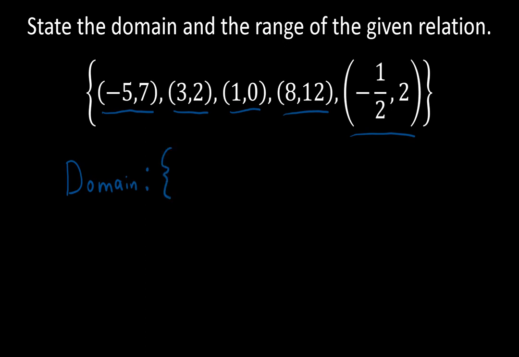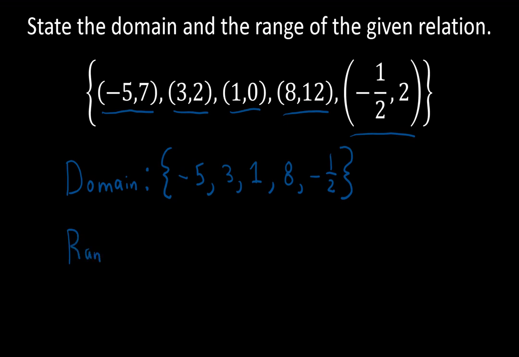would be a list. Remember, anytime we list things in a math class, we always put that list inside of braces. So let's list the inputs. The first input I see is -5, comma. The next input I see is 3. The next one I see is 1. Then I see an 8. And the last input is -1/2. And put that inside of braces, and that ends our list. So our domain is -5, 3, 1, 8, and -1/2.